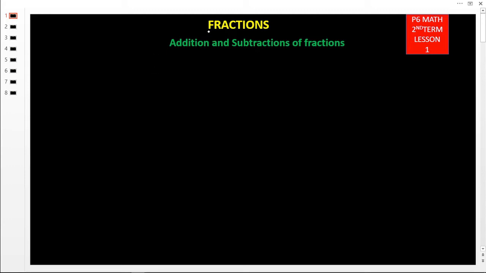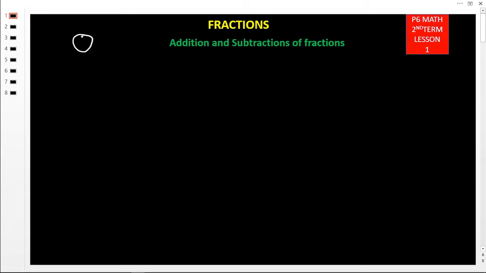So we are going to look at fractions as our first topic in our second term's work, Mathematics Primary 6. We've been looking at fractions since primary 1. Under this topic we are going to look at the subtopic addition and subtraction of fractions. From earlier classes we discussed fractions and we said a fraction is a part of a whole.